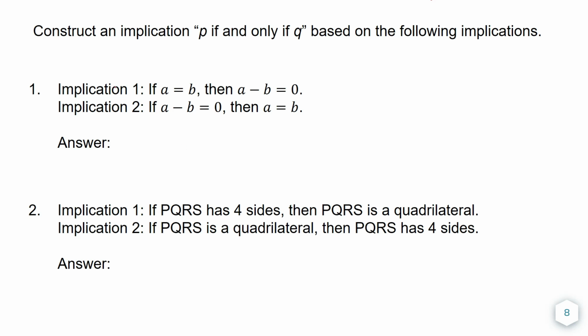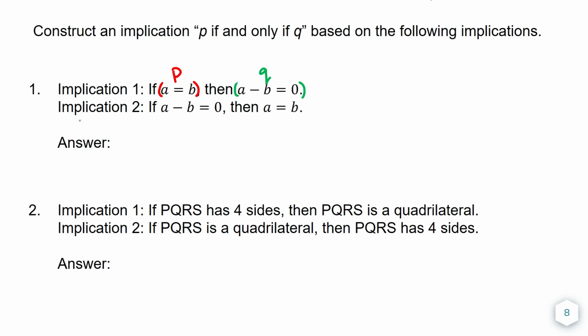We take a look at implication 1 first. If A equal to B, then A minus B equal to 0. This is P and this is Q. Clear? For implication 2, I'm using a different color so it is easy to see. A minus B is Q. For implication 2, if A minus B equal to 0, then A equal to B. From implication 1, we can determine that Q is A minus B equal to 0.